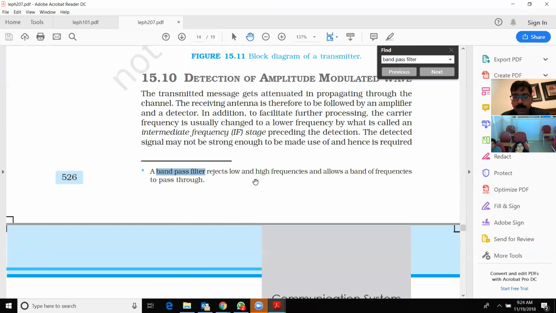A band pass filter does what? Here on page number 526 at the bottom, star mark: a band pass filter rejects low and high frequencies and allows a band of frequencies to pass through. So anything beyond the expected range, lesser frequency and higher frequency, is filtered out, so that the signals that you are getting are in the expected band. Band means a range of frequencies, with minimum and maximum frequencies defined, and anything out of range on either side is ignored, filtered out, right? That is what is called a band pass filter.